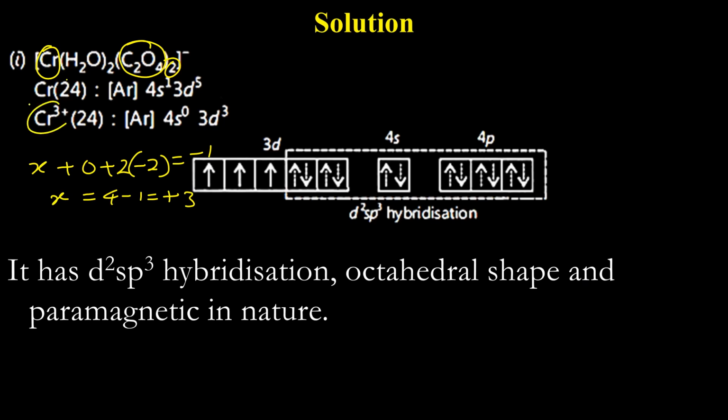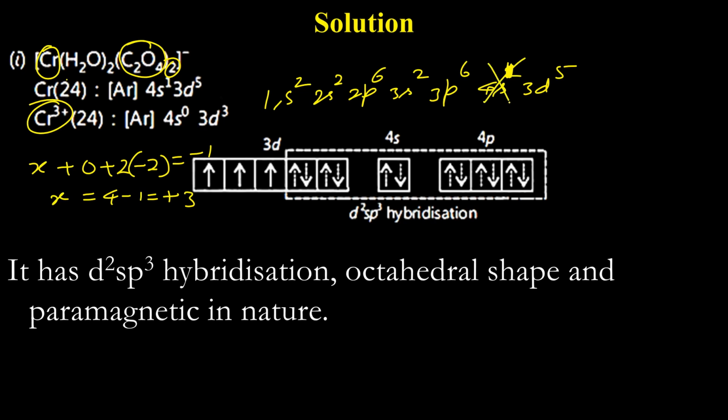You will write the configuration. Chromium is 24. You know that chromium configuration is 1s2, 2s2, 2p6, 3s2, 3p6, 4s1, 3d5. Because 4s2 normally it should be, but in case of chromium and copper there is an exception. To attain a stable configuration, half filled and fully filled, one electron is transferred from s to d. So it is 4s1, 3d5. If I write chromium 3 plus, electrons will go from here, total 3 electrons will go, so it will be 3d3 here.